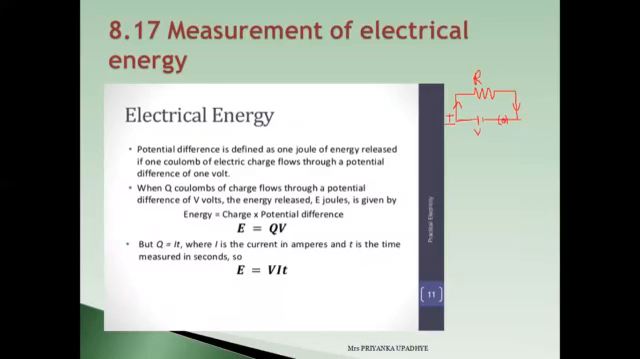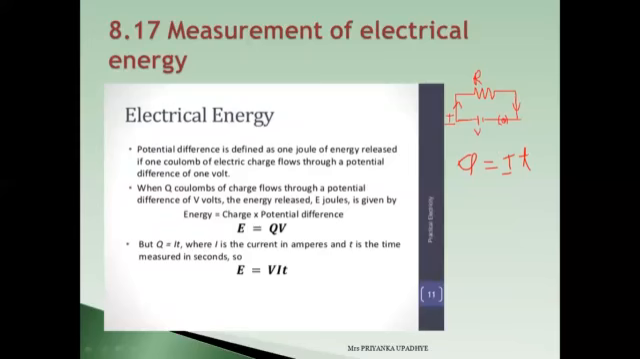Due to flow of current I for time t, the amount of charge passed is, as we have already studied, Q is equal to I into t. That is current times time t.